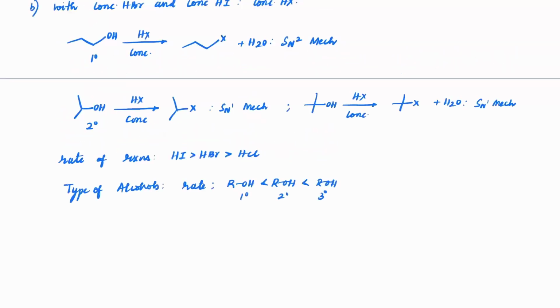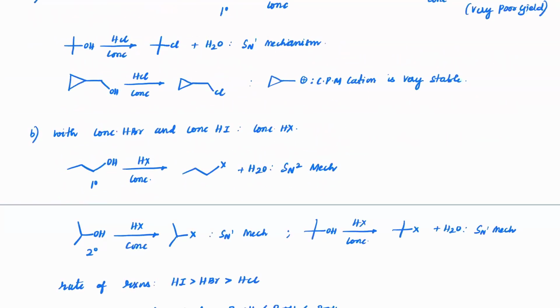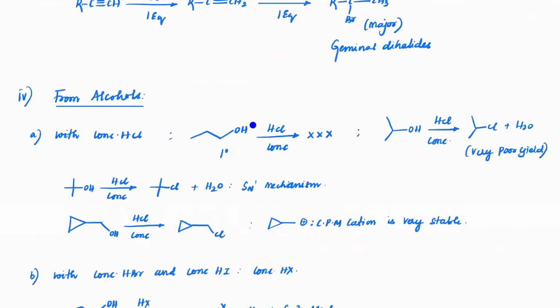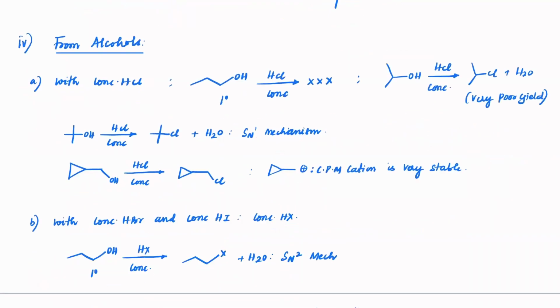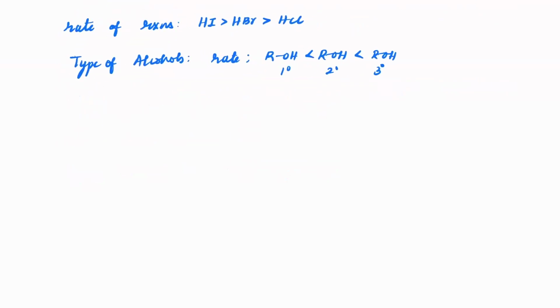So one thing we realize is that getting a chlorine is a bigger challenge here, isn't it? Chlorine on a 1 degree or a chlorine on a 2 degree is very, very challenging. So this is where we can make an improvement. Let's see how we can do that. This is using something called Lucas reagent. Okay. So this is very important for us.